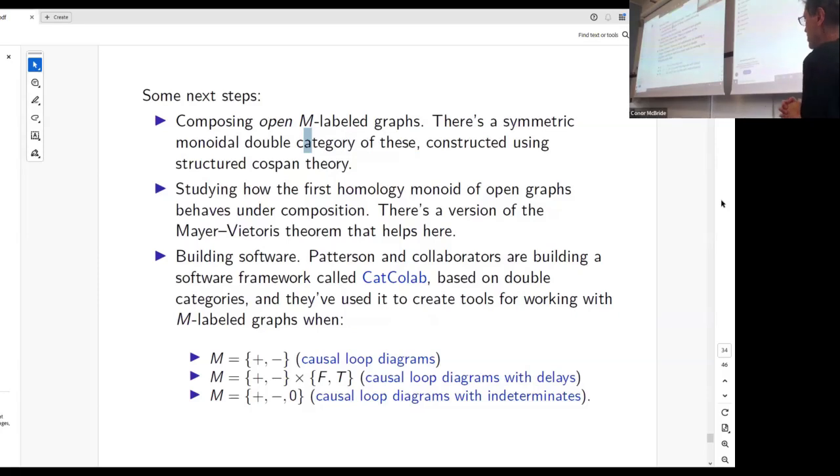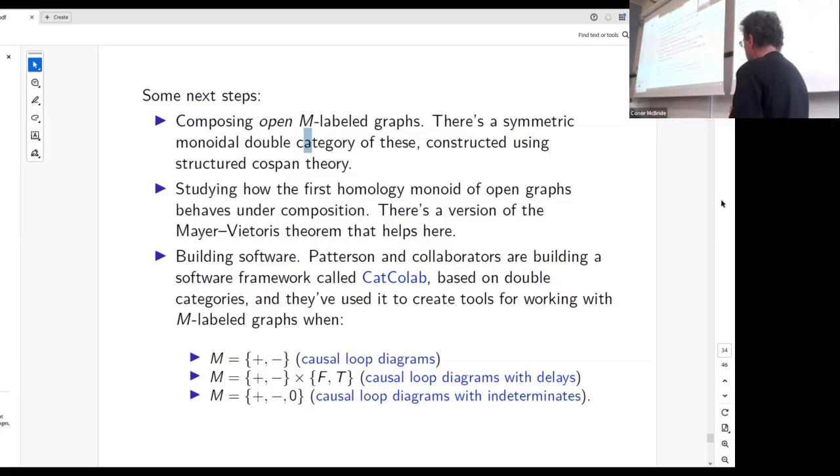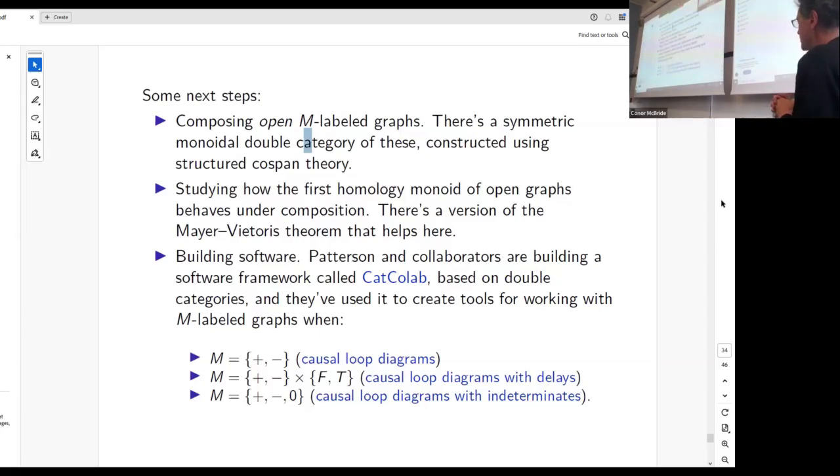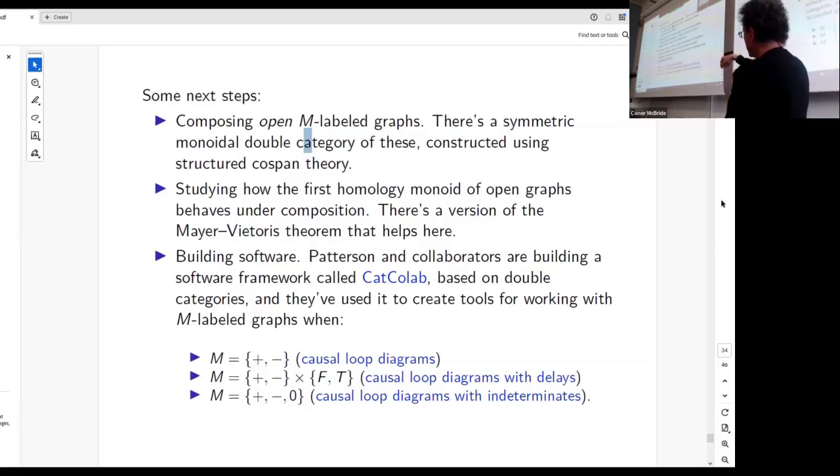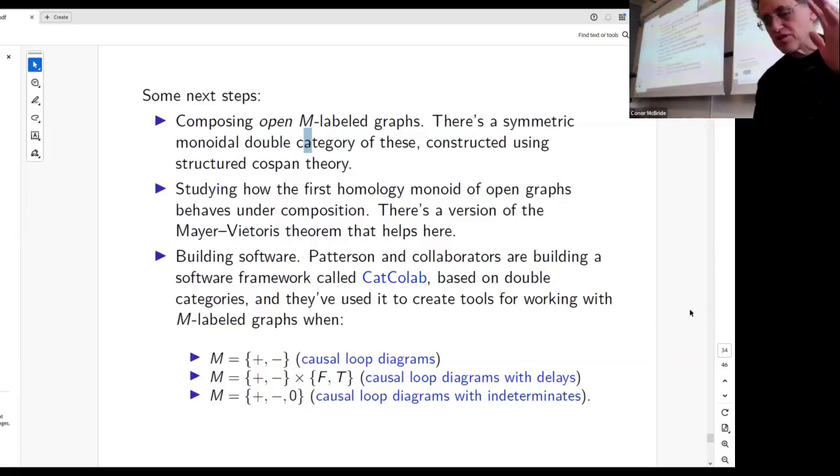Third, and somewhat more practically, you could build software to find motifs, small M-labeled graphs inside big ones. And Evan Patterson and his collaborators, as Nate mentioned, are building a software framework called CatCollab based on double categories. And they've already made some demo tools, which you can find online, for finding motifs in M-labeled graphs for some of these different choices of M that I mentioned. And that's the beginning of a lot more work, I'm sure, of interesting applications of this to real-world problems.